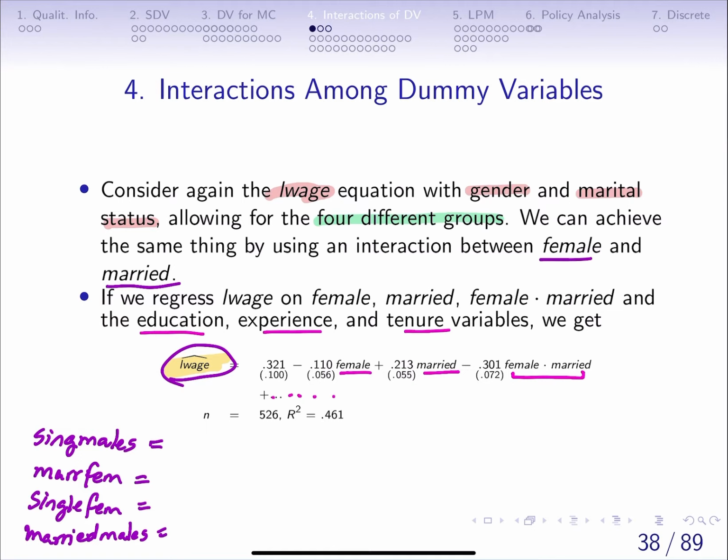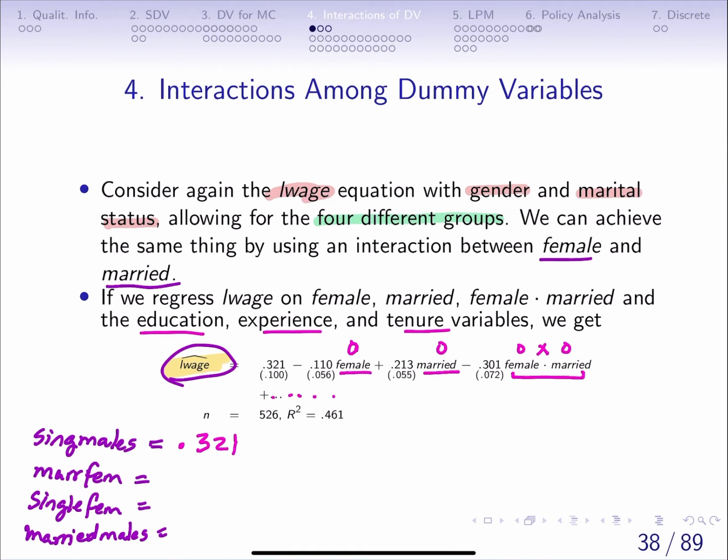So for single males, notice because this person is single and this person is a male, female would take the value of 0. Married would take the value of 0, and so would the interaction term. So this would all be 0. And so we're left with basically 0.321.